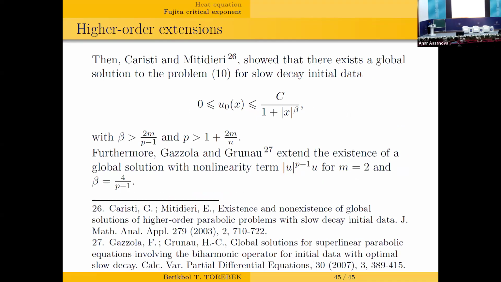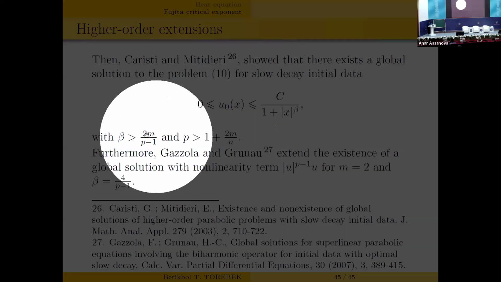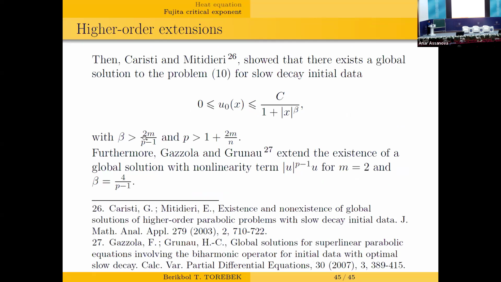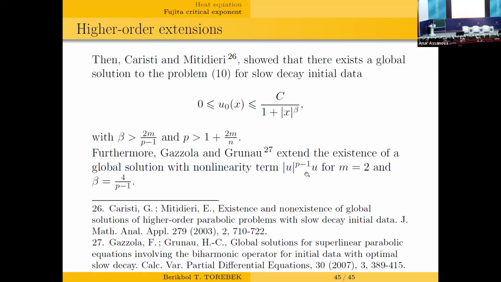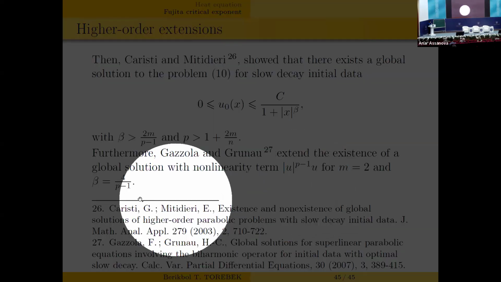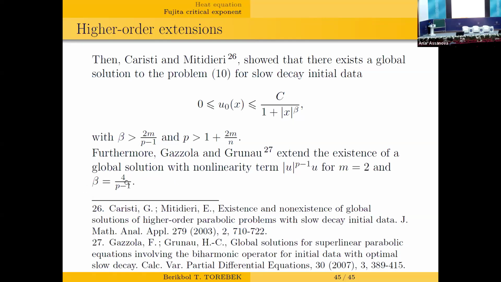And later, Italian mathematicians considered the same problem, but for this kind of initial data. And they prove that there is a second critical exponent in the sense of Lee and Ni for the high order parabolic equation. Also, Gazzola and Grunau considered the biharmonic heat equation, but with this kind of more general nonlinearity. Here, the nonlinearity can change sign. They also show that there is a global in time solution if beta equals 4 divided by p minus 1. And these results were published in 2007.